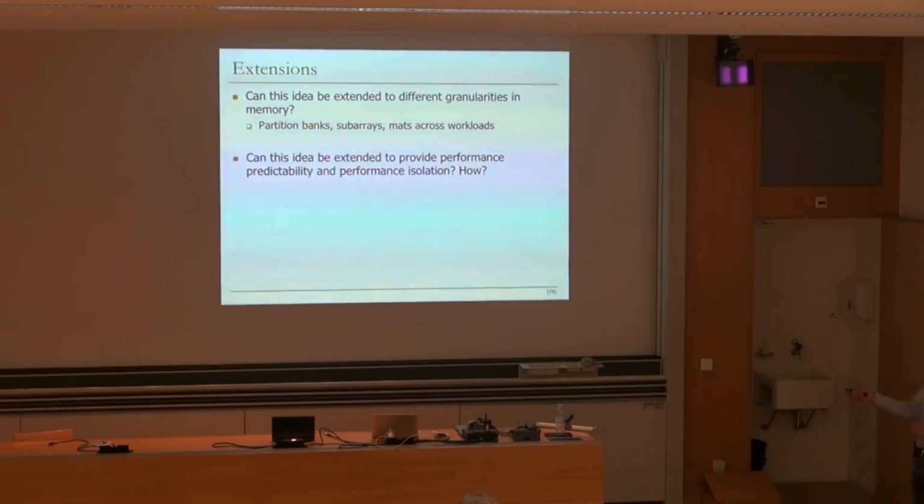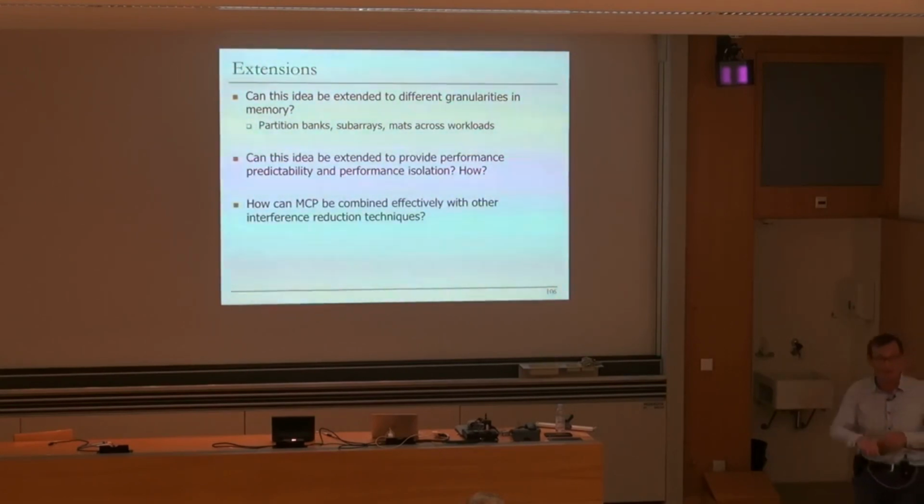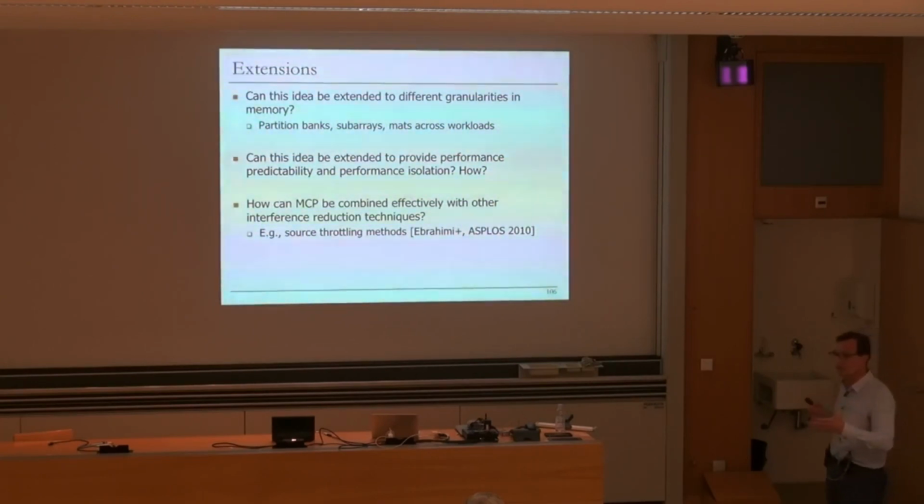Can this idea be extended to provide performance predictability and performance isolation? Isolate a workload in some channel. How? I don't know, but these are ideas that come after reading the paper. How can this mechanism be combined effectively with other interference reduction techniques like source throttling? If a mechanism throttles the core, if it's very intensive, does it make sense to combine it with channel partitioning? How does it interact with those methods? Not clear, but that's future work.